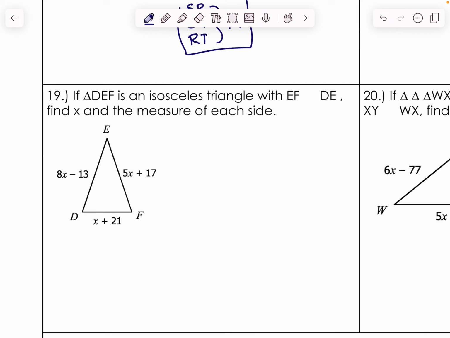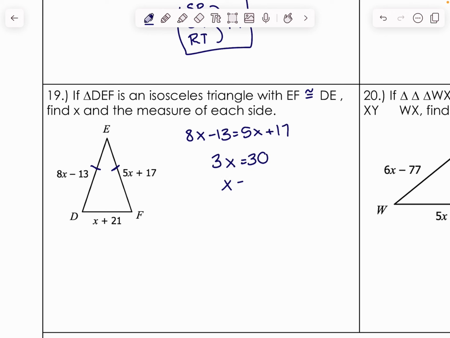Okay, so if DEF is an isosceles triangle with EF congruent to DE, okay, find x and the measure of each side. So we know EF is congruent to DE. So those would be the two sides that you set equal to each other. All right, so we subtract and then we add 13. So we're going to get x is equal to 10.